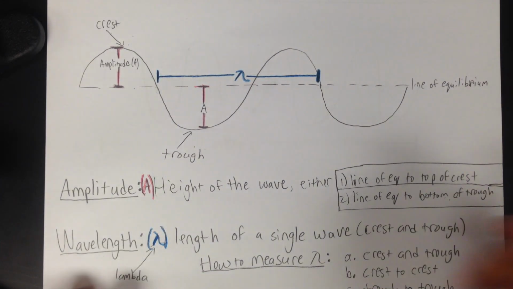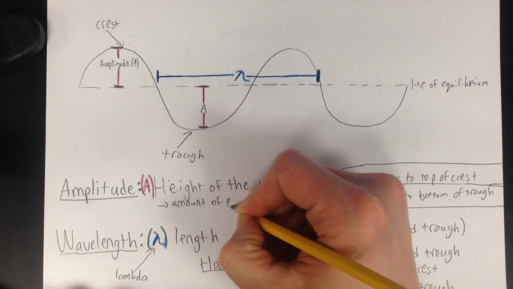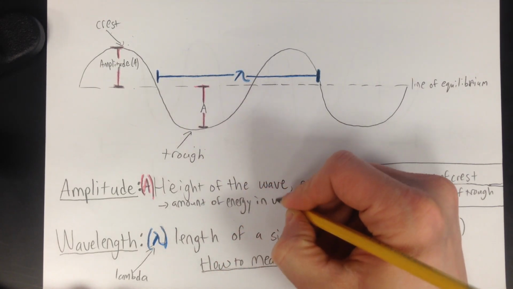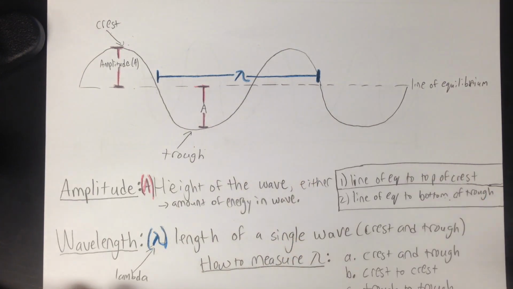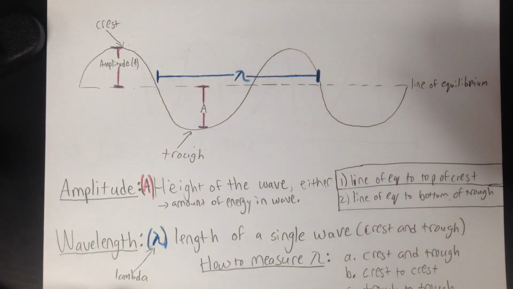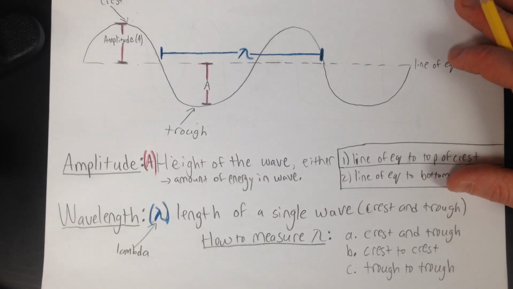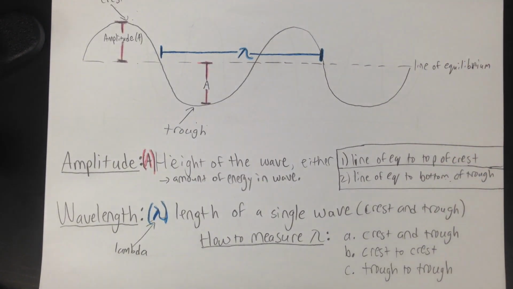Alright, amplitude, I'm going to add this, tells you the amount of energy in the wave. You might have heard of an amplifier. What an amplifier does is it takes electrical energy out of the wall, adds it to a wave, maybe on a guitar string or coming out of a radio. And what it does is it takes that sound, adds energy, and makes the amplitude higher. Makes it louder, right? That's what an amplifier does. It increases the amplitude, makes sound waves louder.